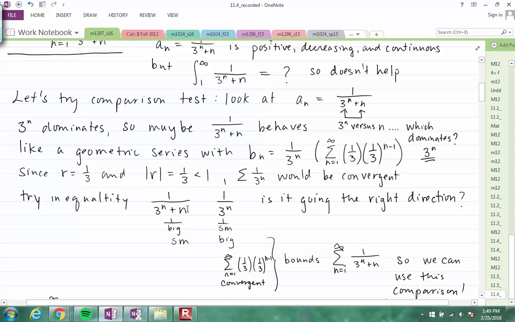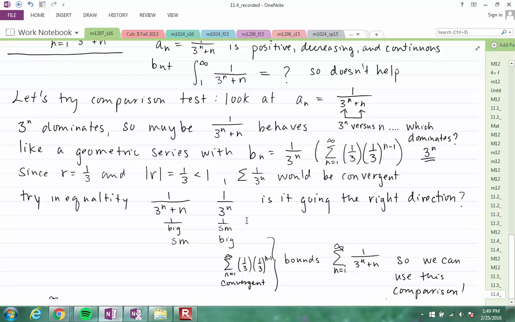I wrote down my a sub n and I wrote down my b sub n. And you need to make the comparison and see which one's bigger than the other, and then you'll come back and see if the comparison test applies to your situation, given that 1 over 3 to the n is convergent.